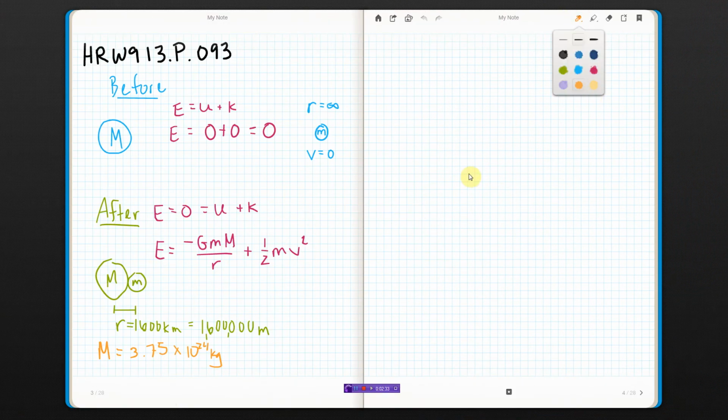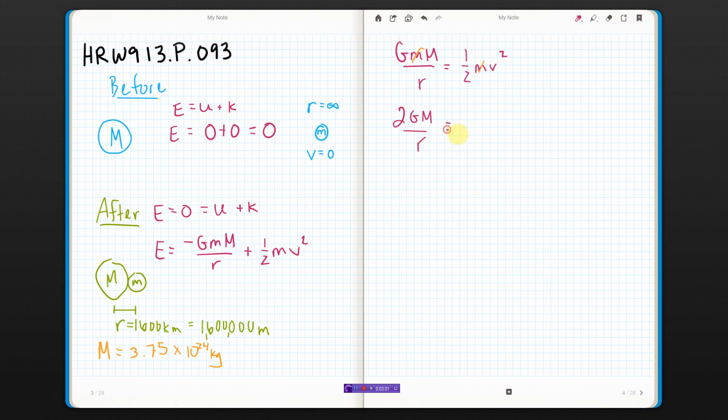Okay, so solving for v here. Well, if this all equals 0, I can move this to the other side. So basically, this is what I have. Alrighty. I've got little m's on both sides, so those go away. Goodbye. Alrighty. I'm going to multiply both sides by 2. So v is going to be the square root of 2GM over r. Basically, we've just done escape velocity in reverse.